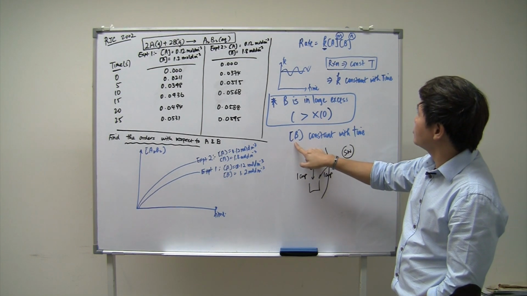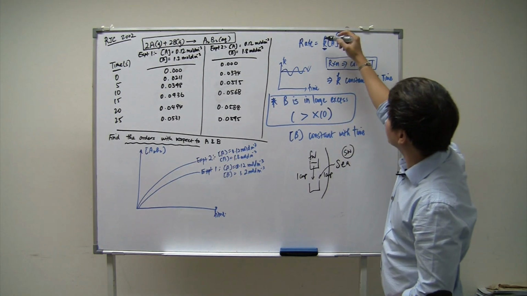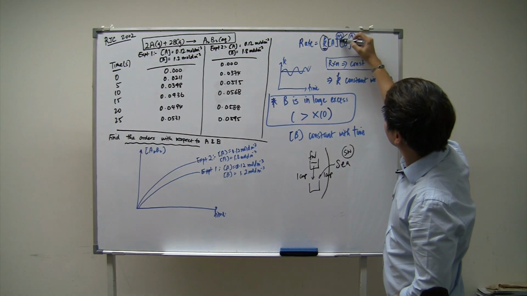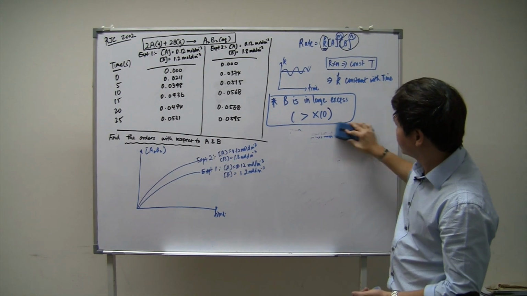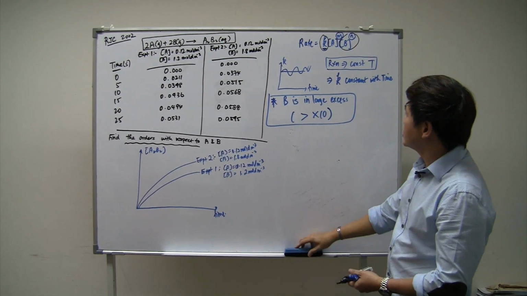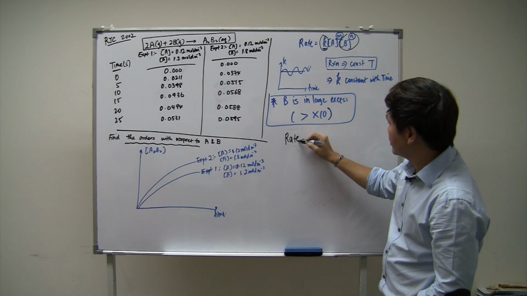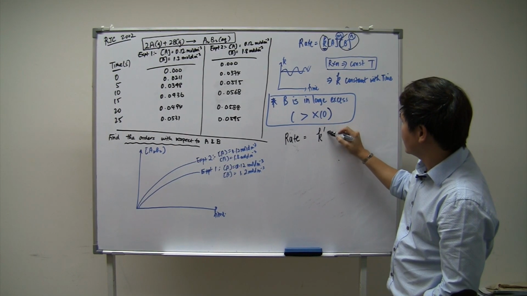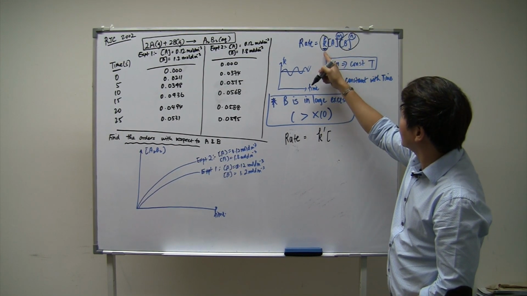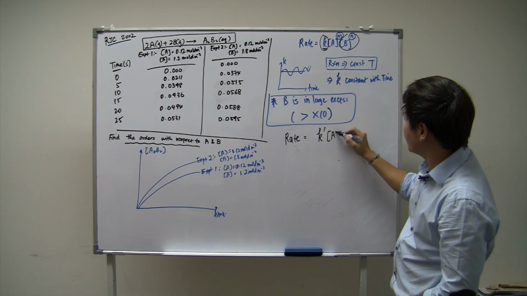And because B is constant with time and K is also constant with time, we're going to lump these two expressions together, which are constant with time. So I'm going to erase this for more space. Because both of these are constant with time, we're going to do this now. Because this is large excess now, you find that B's concentration can be lumped together with K's value, and we're going to use K prime to express the product of those two numbers.